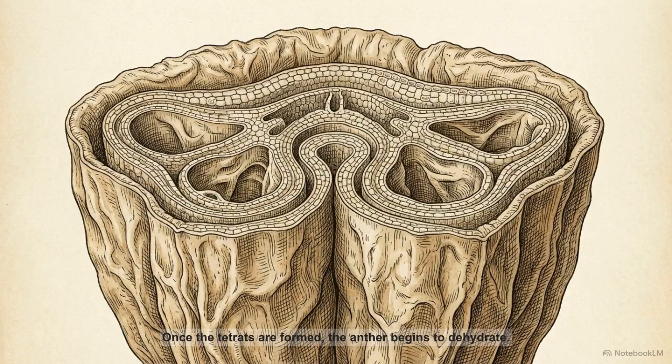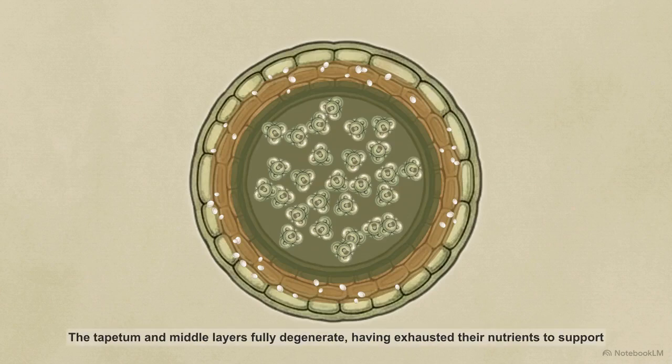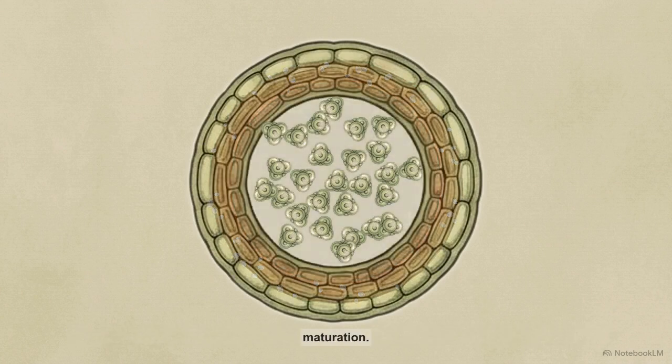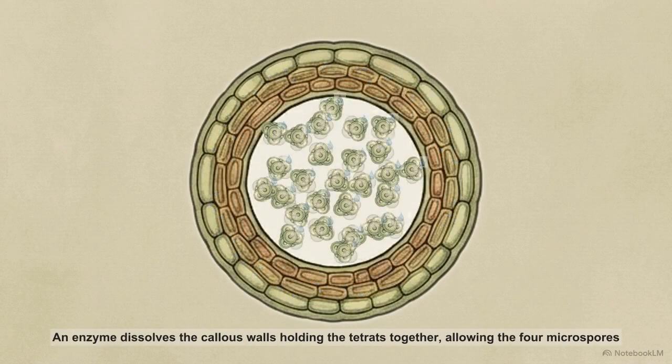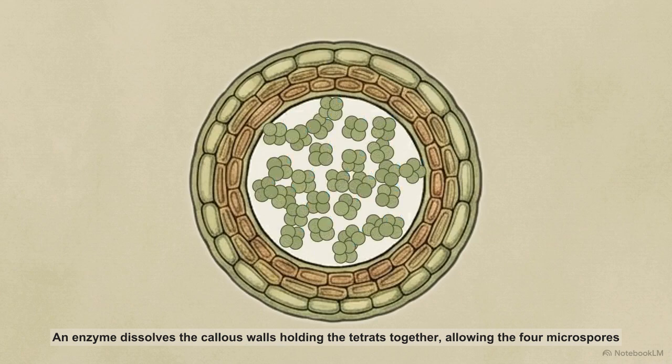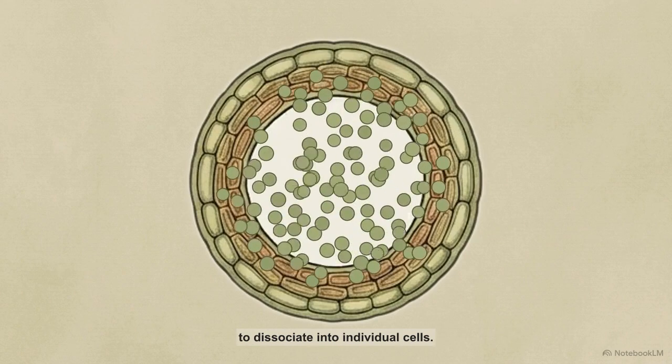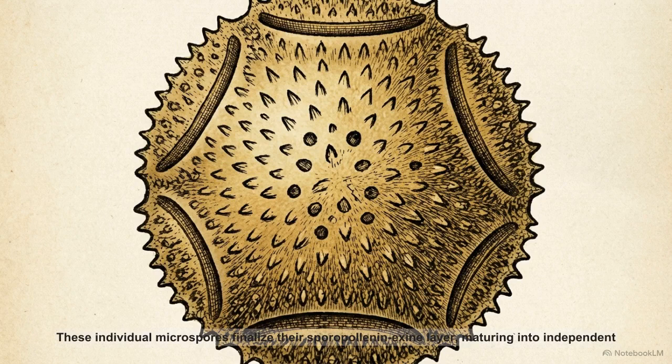Once the tetrads are formed, the anther begins to dehydrate. The tapetum and middle layers fully degenerate, having exhausted their nutrients to support maturation. An enzyme dissolves the callose walls holding the tetrads together, allowing the 4 microspores to dissociate into individual cells. These individual microspores finalize their sporopollenin and exine layer, maturing into independent pollen grains, the male gametophytes.